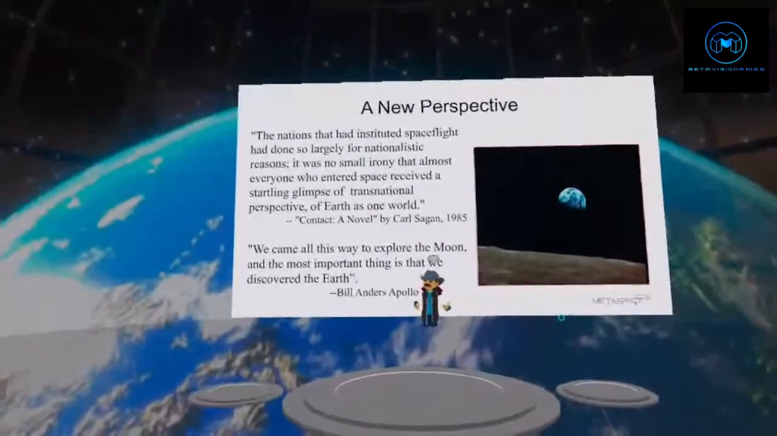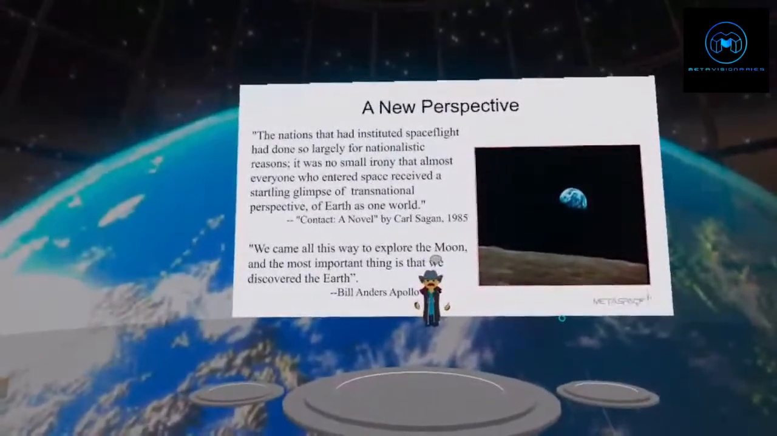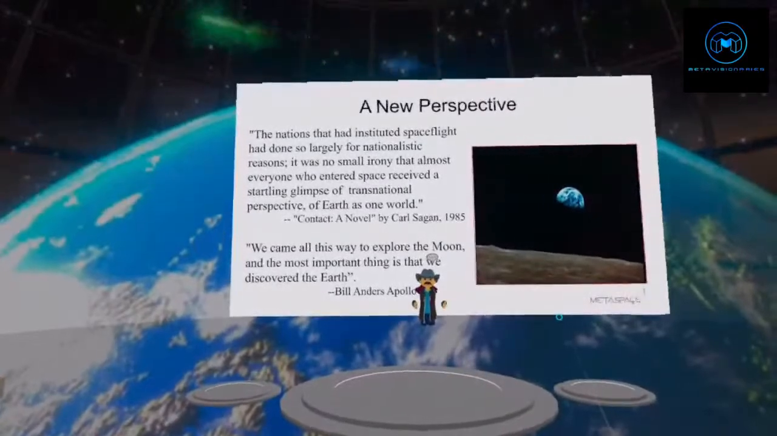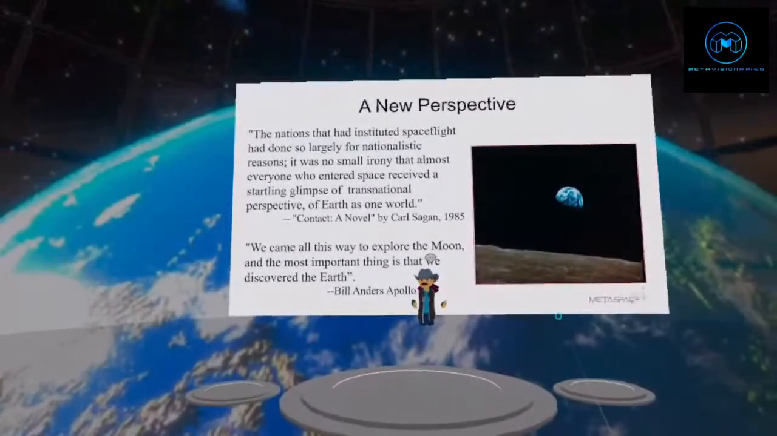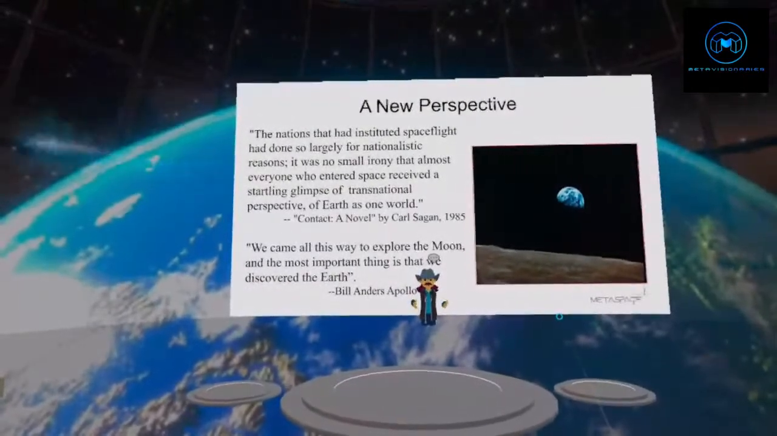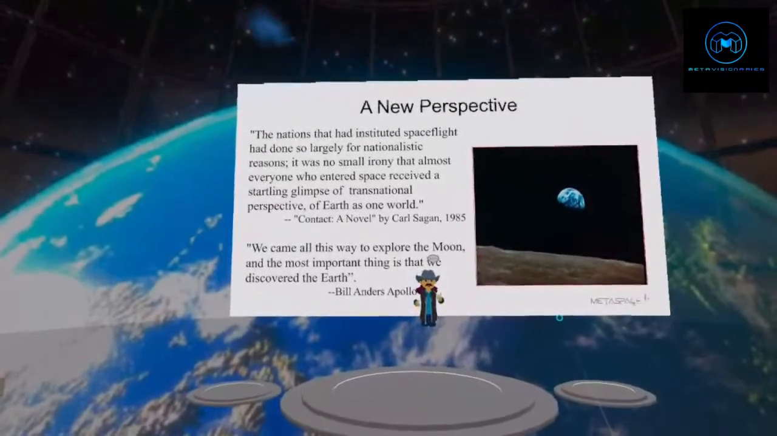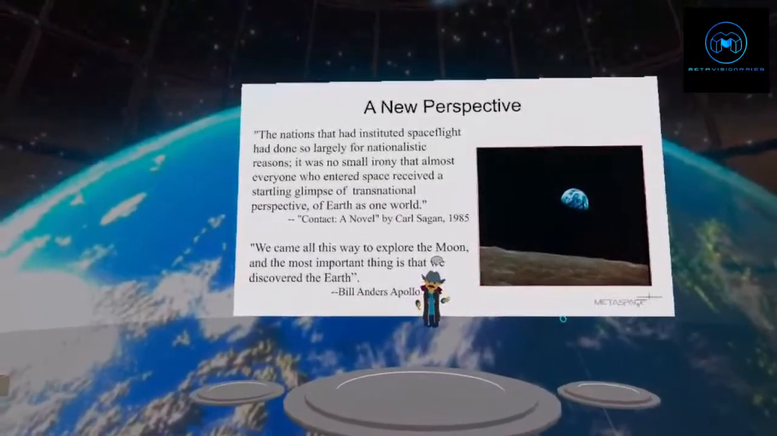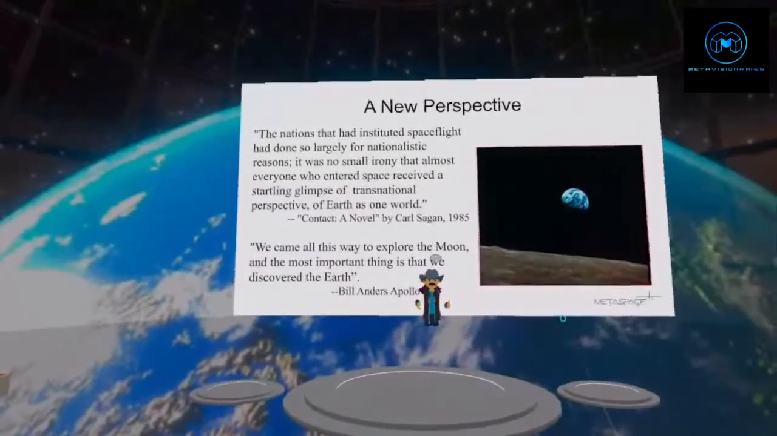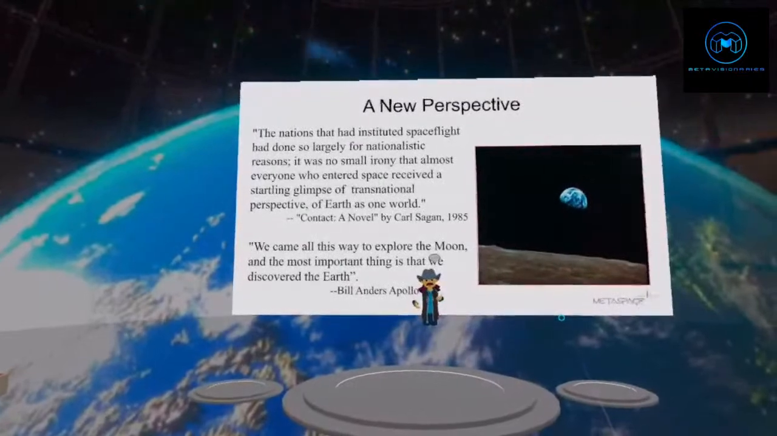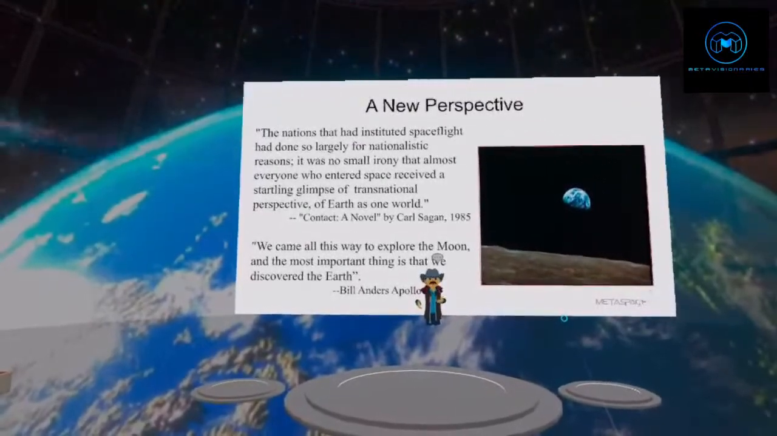He meant seeing our planet for the first time as a single whole, as a planet. And this has been referred to many times in our space community. Carl Sagan, brilliant Carl Sagan, in his wonderful novel Contact. And perhaps you've seen the film, but I would urge you to read the book. It's extremely well written. But he said in there that nations, primarily the US and the old Soviet Union, had instituted space flight, did so primarily for nationalistic reasons.